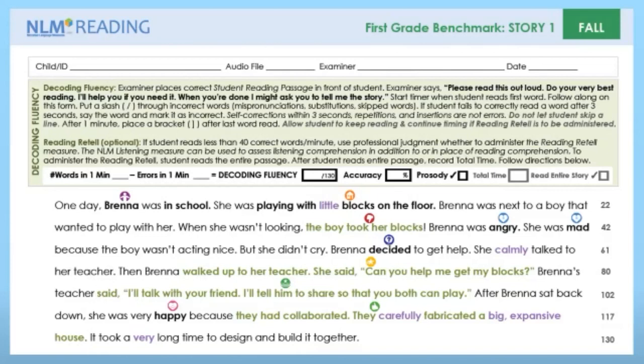So what we're doing is teaching that angry and mad can be synonyms, right? And then also when the problem is resolved in the story, after Brianna sat back down, she was happy because they had collaborated. I love it.